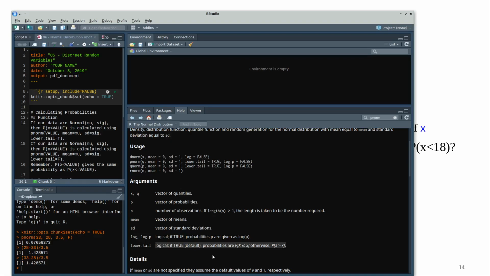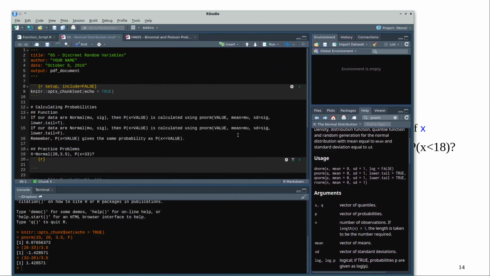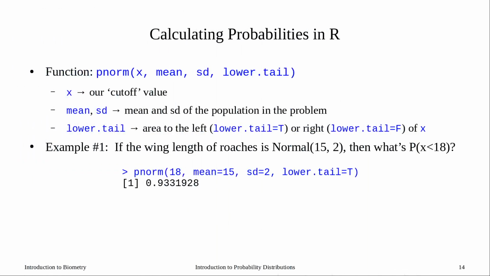Now, does this matter for continuous distributions? Not at all. As I said, capital X less than or equal to x is the same as capital X less than x for a continuous distribution. This will be important if we're calculating probabilities by hand for binomial or Poisson distributions. Then we have to be aware of whether we're including the value or not. So the pbinom function is pretty easy to do. Let's do an example.